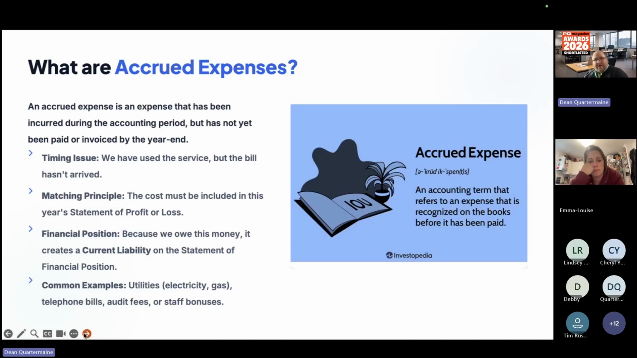We also need to update the financial position, so the statement of financial position, because ultimately we owe some money for those accrued expenses. Because we haven't yet received the bill, and when we do receive the bill, at some point in the future, we're going to need to pay that bill. And therefore we've got what's known as a current liability on our statement of financial position related to these accrued expenses.